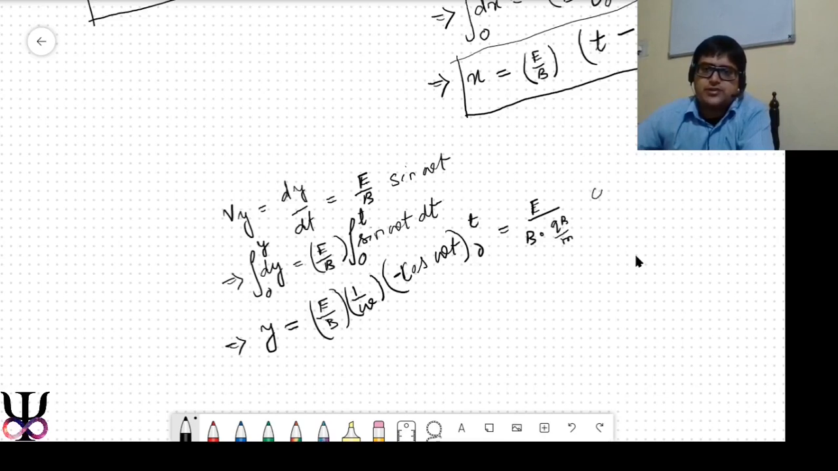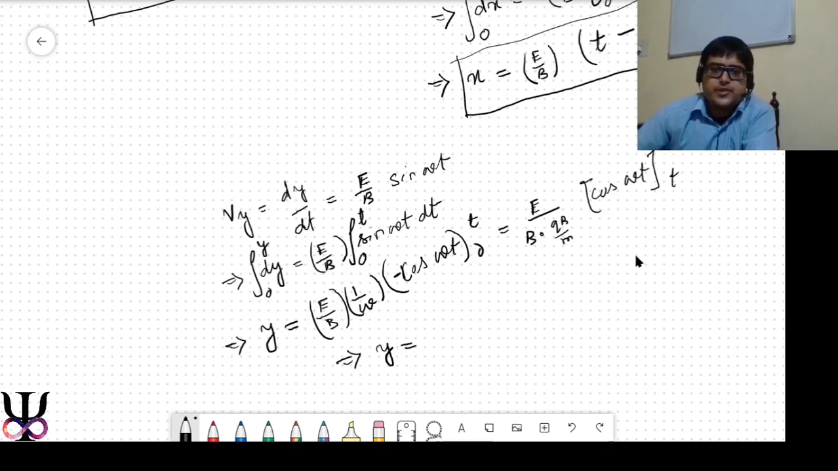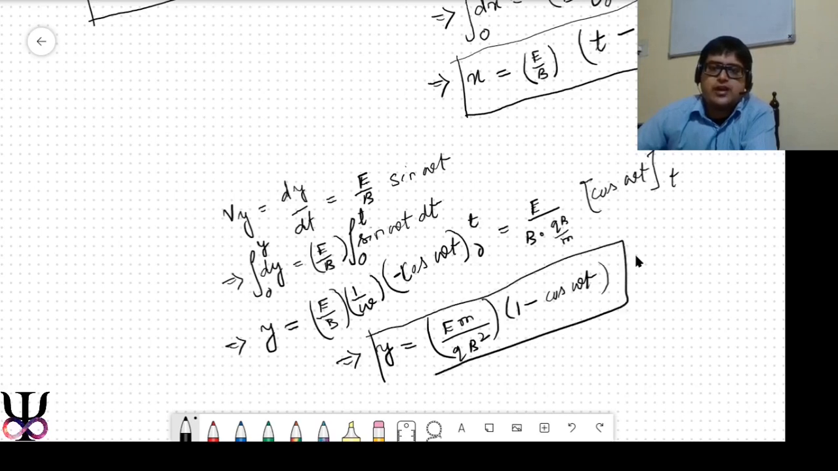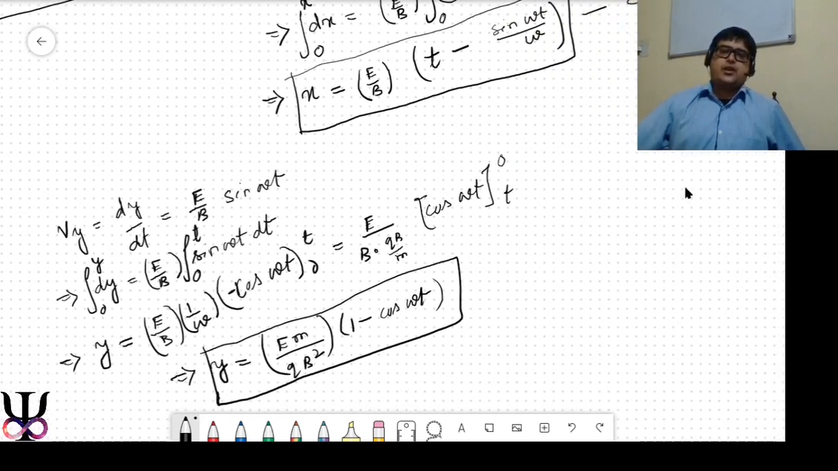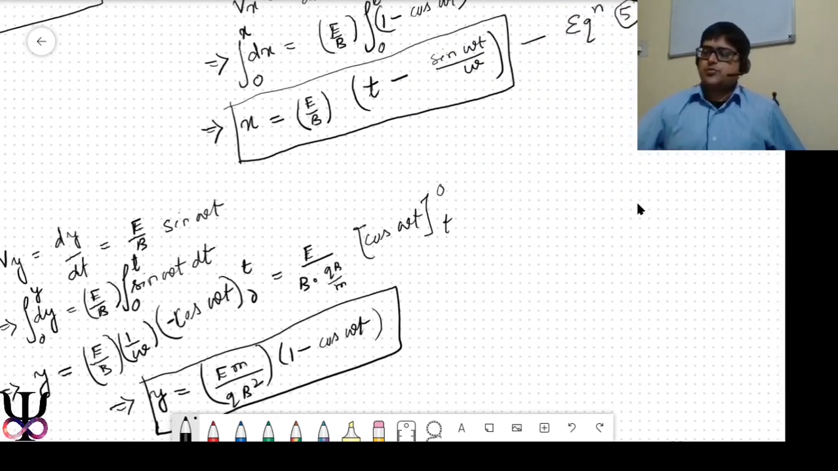So how do you find that, which is cos of omega t? This thing is from t to 0, and simply cos 0 is 1 and cos omega t is cos omega t, of course. That means y is going to be E times m upon q times B squared times 1 minus cos of omega t. So that's the solution that you're going to find as y. So you see, x is a function of time and y is a function of time. So you've got equation 6.